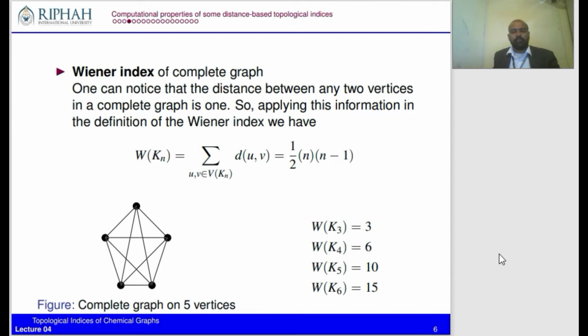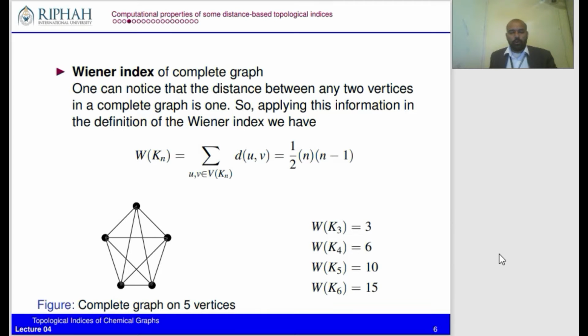We know the definition of a complete graph. A graph in which every two vertices have an edge is called a complete graph. So that means when there is an edge between every two vertices, the distance between every two vertices is 1. So here we will use the definition of version 1 of the Wiener index. This is the formula for the complete graph. The Wiener index of a complete graph is given as n times n minus 1, divided by 2.